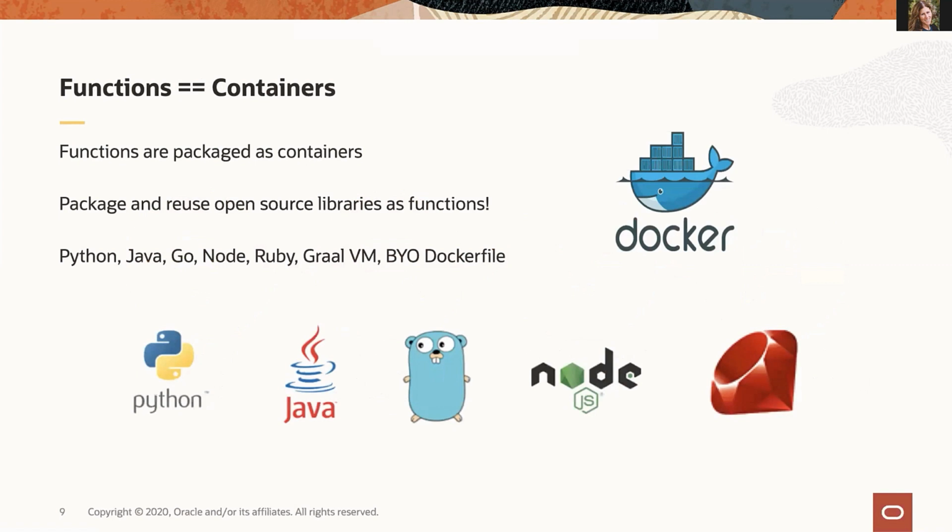So the particularity of Oracle Functions is that we package the function as Docker containers, and so each function is packaged with your code and all its dependencies. So you have your Docker image that represents your function, and you can write your code in the languages that we show here. We support Python, Java, Go, Node.js, and Ruby.